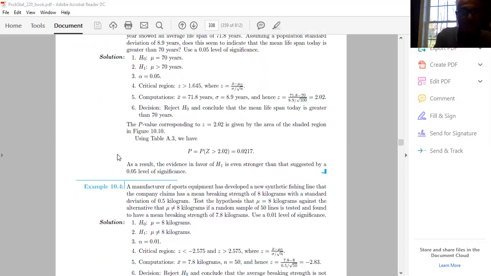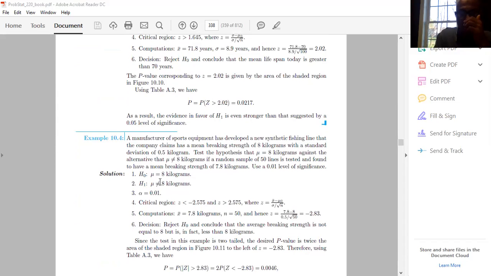Let's go again to the book. My book says example 10.4, and this is the two-sided tail. A manufacturer of sports equipment has developed a new synthetic fishing line that the company claims has a mean breaking strength of 8 kilograms with a standard deviation of 0.5 kilograms. Test the hypothesis that nu equals 8 kilograms. See, the null hypothesis nu equal to 8 kilograms is clearly mentioned over here, against the alternative hypothesis that nu is not equal to 8 kilograms.